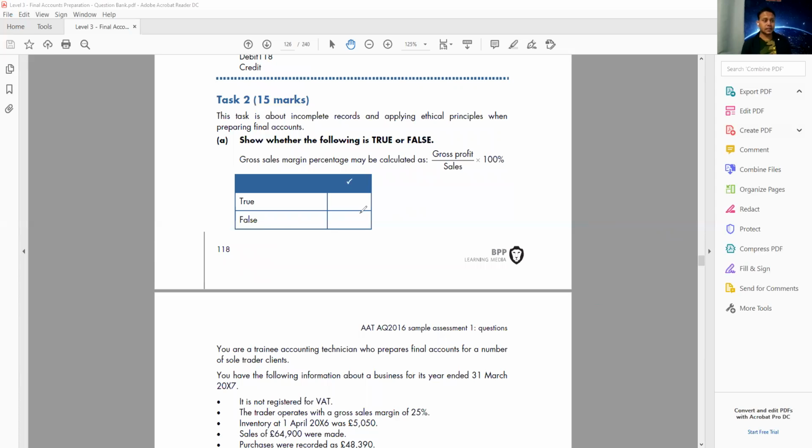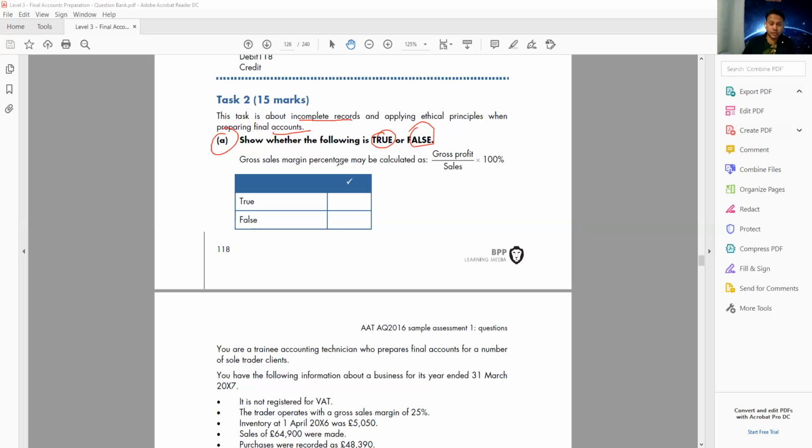Let's try everyone together. This task is about incomplete records and applying ethical principles when preparing final accounts. Show whether the following is true or false. Gross sale margin percentage may be calculated as gross profit divided by sales times 100%. Is it true or false?